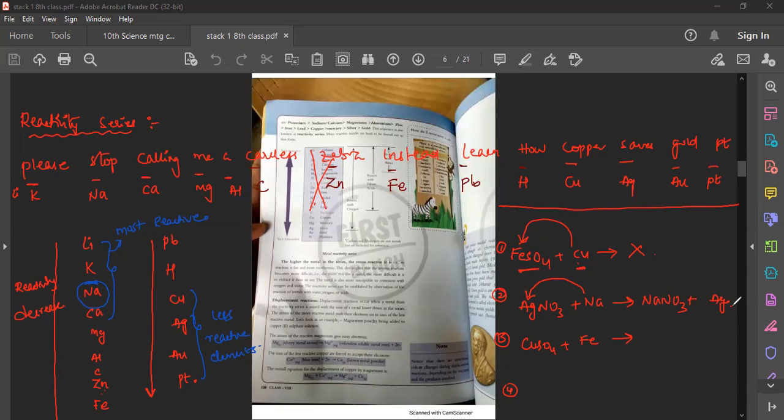One more point you added here. In this case of reactions, if you want to extract the pure metals, we add the higher reactive metals, right? So that we can extract the pure form of Ag from its compound.